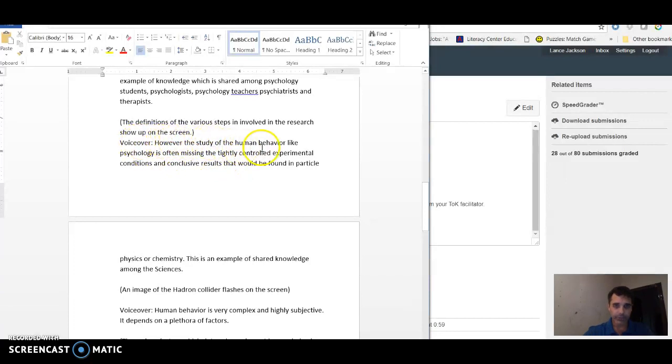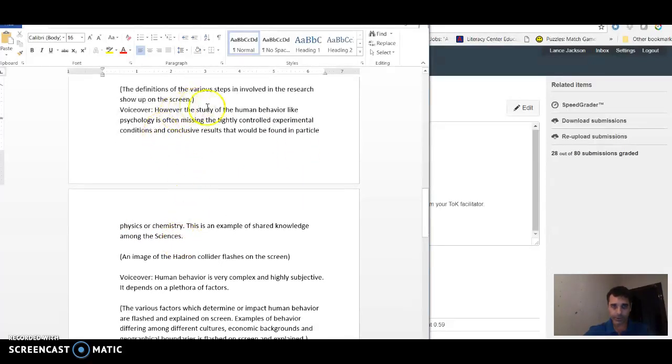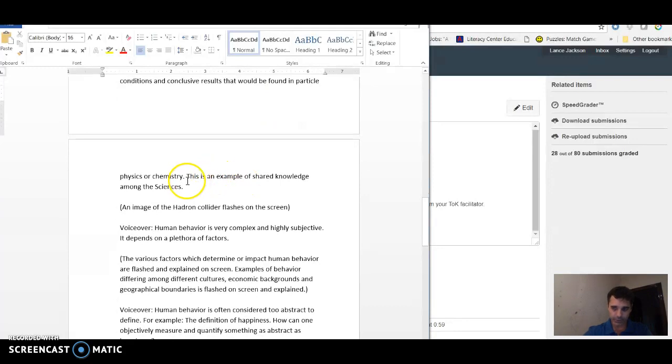Voiceover: However, the study of human behavior in psychology is often missing tightly controlled experimental conditions and conclusive results that would be found in particle physics, right? Because you're dealing with humans. So you can't control humans in the same way that you can control the movement of particles inside a Hadron Collider.